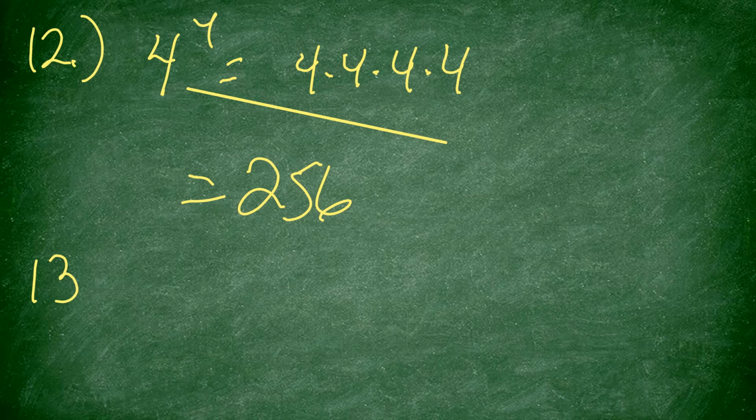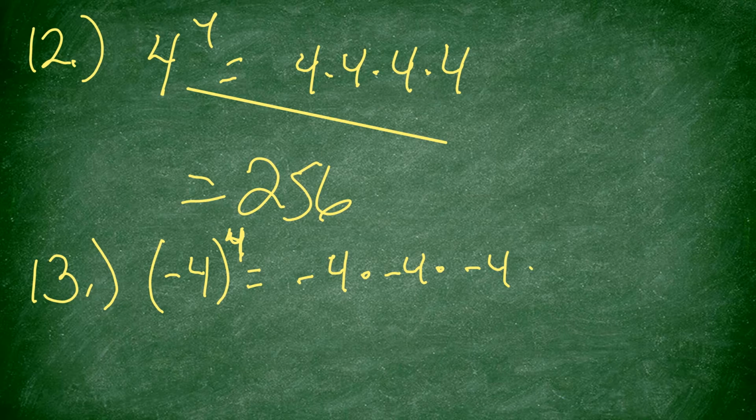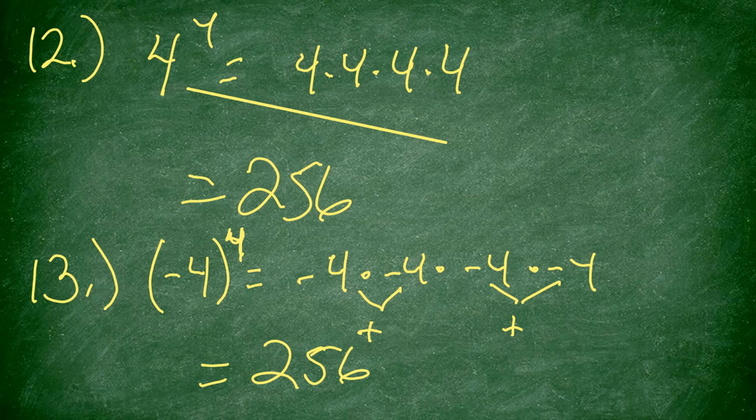Now 13, and this is important, guys, the negative 4 is inside the parentheses. So that means the negative 4 is attached to the exponent. It is affected by the exponent. So it's negative 4 times negative 4 times negative 4 times negative 4, which, negative times the negative is a positive. Negative times the negative is a positive. Two positives give you positive. So this also gives you 256 positive. Okay?